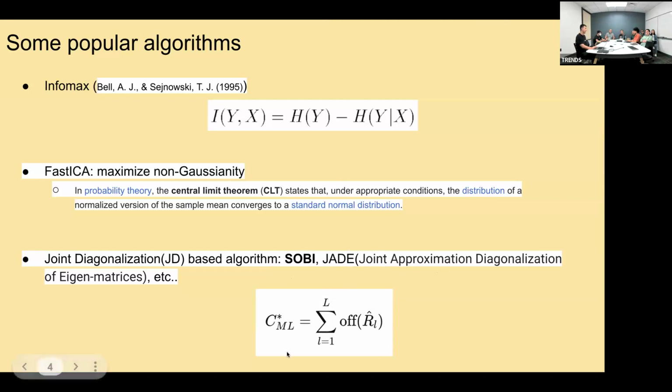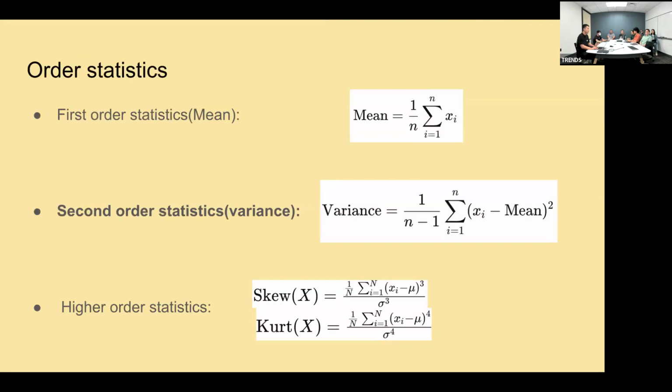For SOBI, it can be simplified as a very simple formula. R can be considered as a covariance or autocovariance function. It tries to diagonalize a list of these matrices. I will go through the details of what these are, but basically the objective is just as simple as this. Some other statistics are still listed here. First is the mean, then the second order variance, and higher order skewness and kurtosis. We only care about the second one.